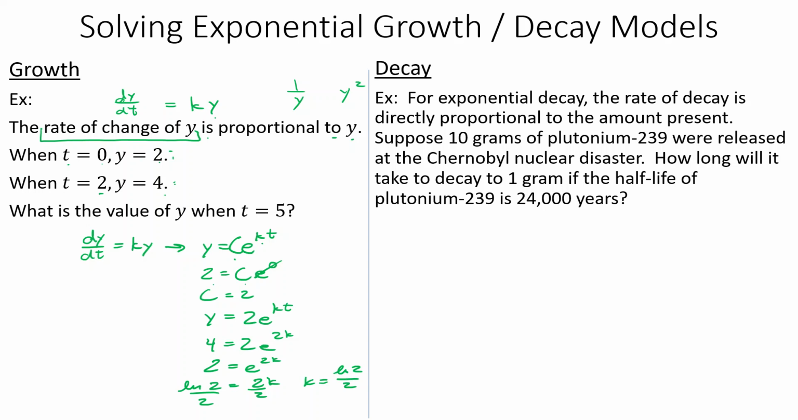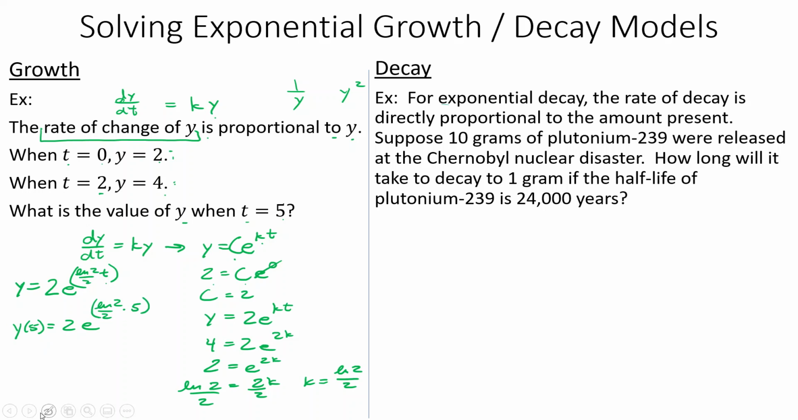We can write that as a decimal if we want, or we can just leave it and say we get y equals 2, our c, e to the ln of 2 over 2 times t, like that. This is all in my exponent. And now what is the value of y when t is 5? Well, now we would just plug in 5. So y of 5 would be 2e to the ln of 2 over 2 times 5. We could just throw that in our calculator and get some sort of decimal. I'm not going to waste the time to do that, but that's how we would do it.